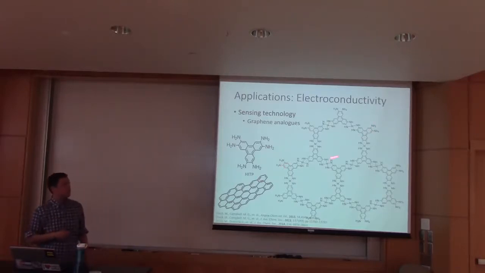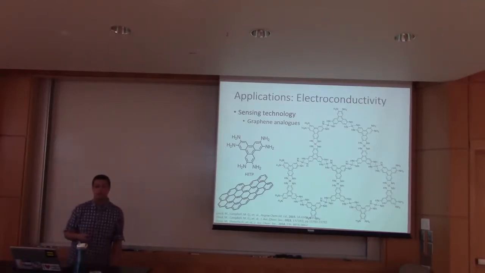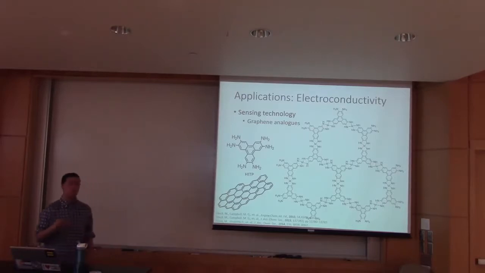But this MOF specifically with nickel in it has actually been a record-breaking MOF in terms of conductivity for MOFs, and it stands up there with semiconducting organic semiconductors. And it doesn't really compare in terms of conductivity to graphene, but that's because graphene has a high conductivity, but it's not completely applicable in terms of using it in technology.